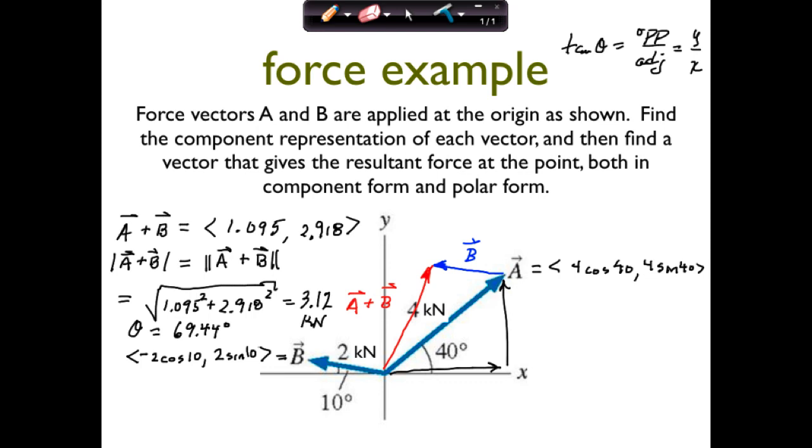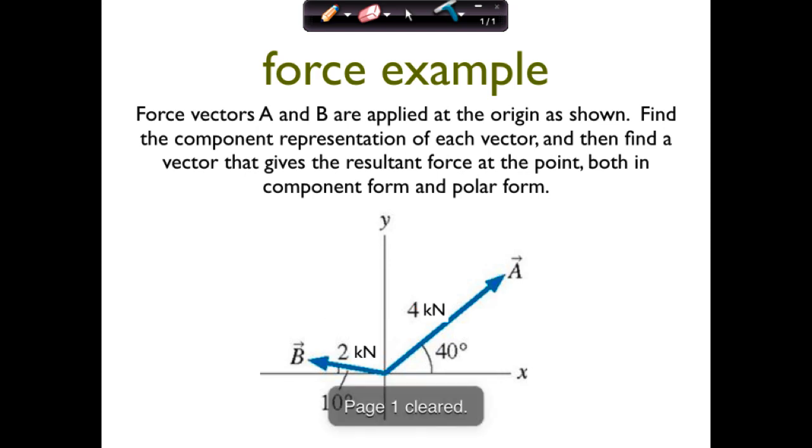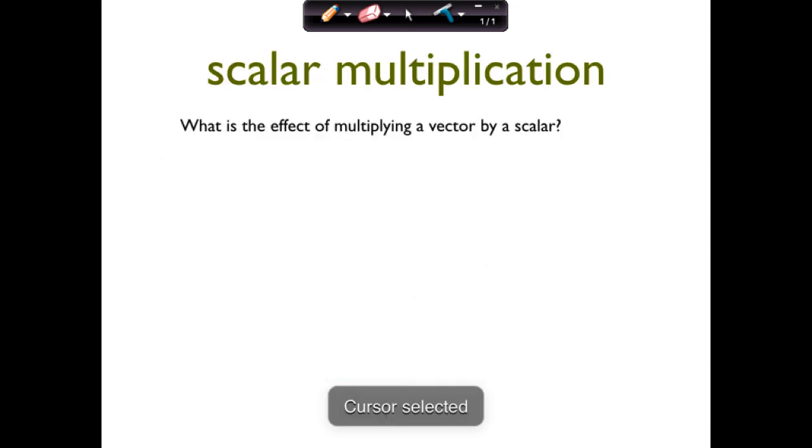Okay, other questions? Cool. So based off this example, I have a few more questions. All right, so let's talk about scalar multiplication. What is the effect of multiplying a vector by a scalar? Did we cover scalar multiplication in the first class? Yes, good. What's the effect of that?